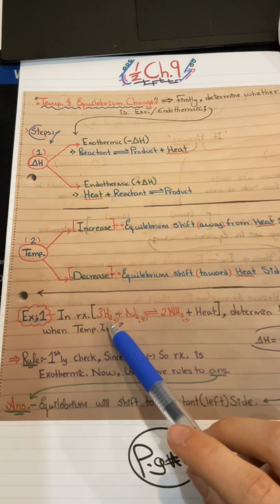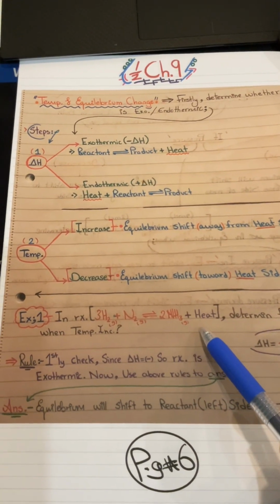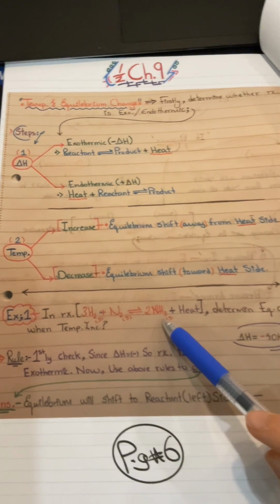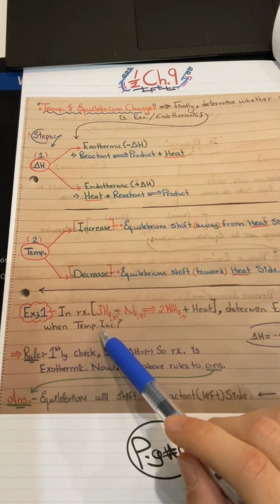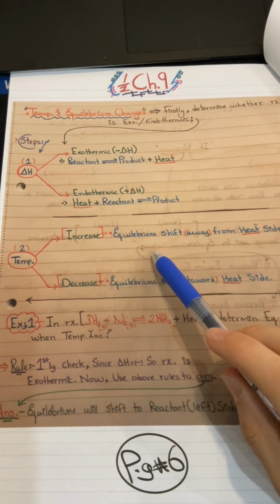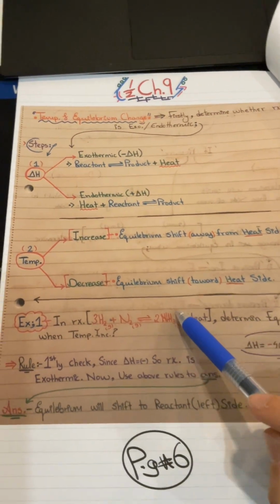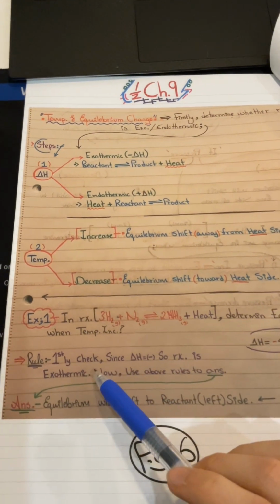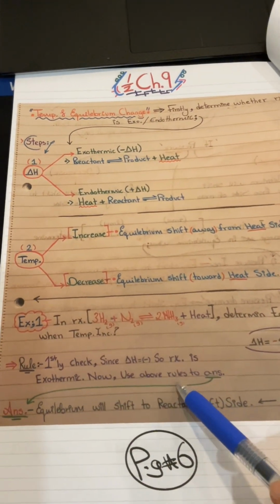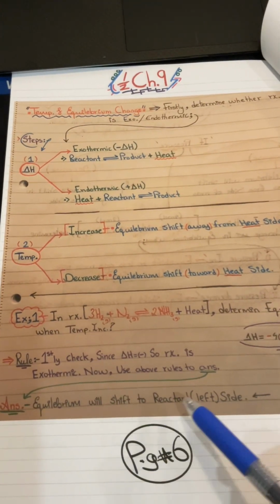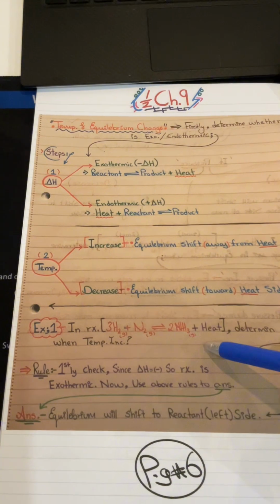In this reaction, this is the Haber process where we're forming ammonia. This is an exothermic reaction, hence heat is released on the product side. Determine the equilibrium change when the temperature is increased. According to the rule, temperature increase will result in the equilibrium shifting away from the heat side. Heat is on the product side. So again, firstly check if the enthalpy change is negative, so the reaction is exothermic. Use the above rules to answer. Equilibrium will shift towards the reactant, towards the left side, away from the heat side, because it's an exothermic reaction.